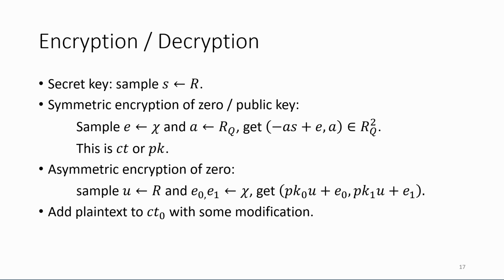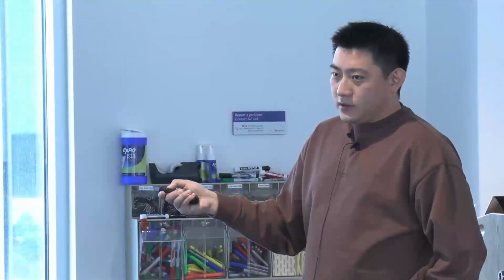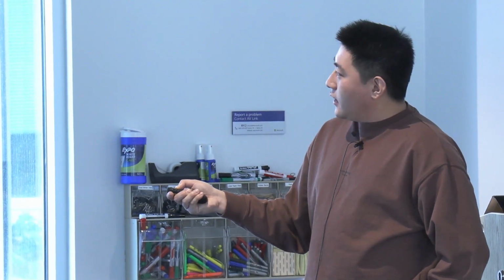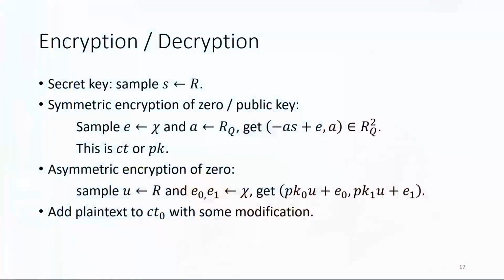For example, we can do symmetric encryption of 0. You just generate an error E, which is also a polynomial from a discrete Gaussian distribution, to give you a random-looking ciphertext. You also sample A, which is uniformly sampled from R_Q. So A is a modulo Q polynomial. You publish this thing, which is minus A times S plus E. Some polynomial arithmetic happens here. You get the result, and the second polynomial is just A. So this pair of polynomials is a ciphertext, a symmetric encryption ciphertext of 0. We can use this as the public key. So public key and ciphertext, actually you cannot distinguish them. You should not be able to distinguish them.